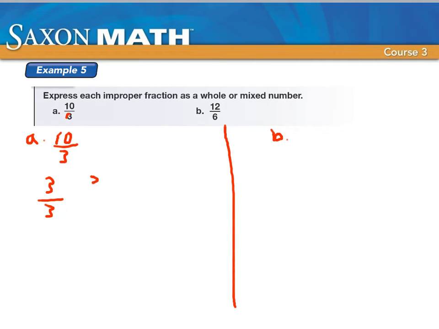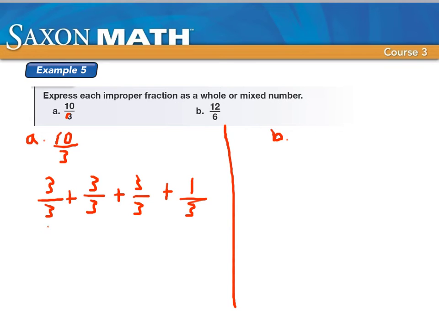Well, there's 3/3 so far. I can have another group of 3/3, and that's 1, 2, 3, 4, 5, 6/3. I can still get another group of 3/3 in. So now I've got 3 plus 3 plus 3, that's 9/3. And then I've only got 1/3 left over. So I've got 3/3 plus 3/3 plus 3/3 plus 1/3. 3 plus 3 plus 3 plus 1 is 10, and the bottom always stays the same when we add fractions, so that's 10/3.